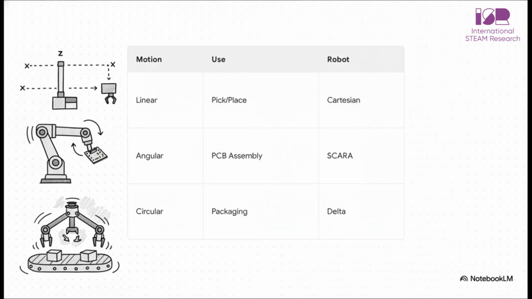Next is angular or rotational motion. That's moving around an axis. This requires serious precision, making it perfect for inserting tiny electronic components into a printed circuit board.